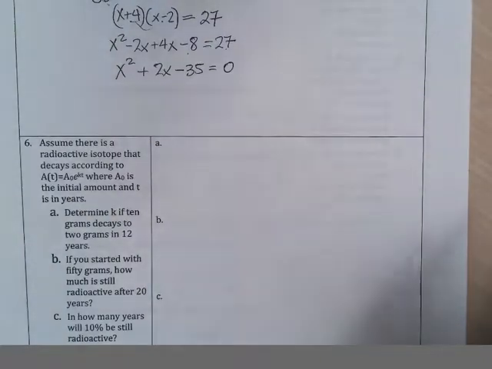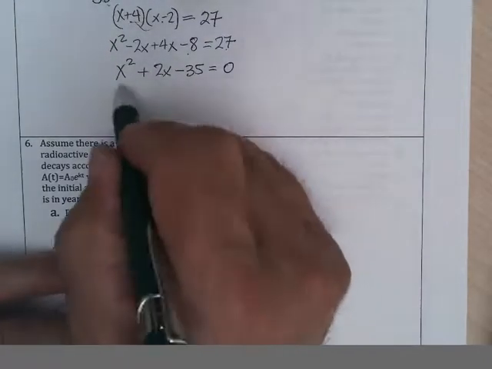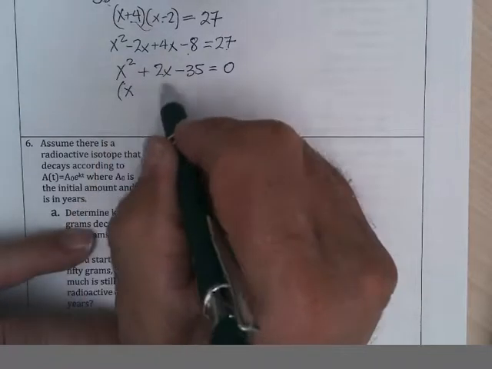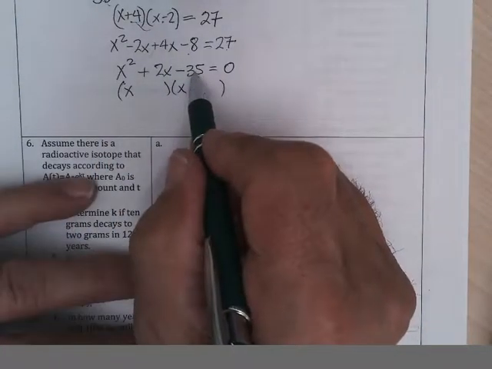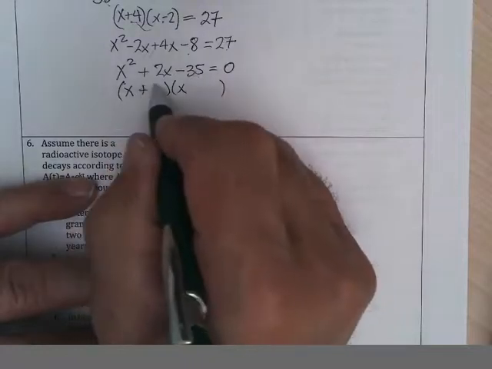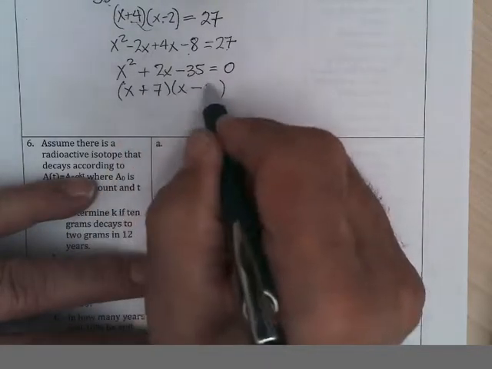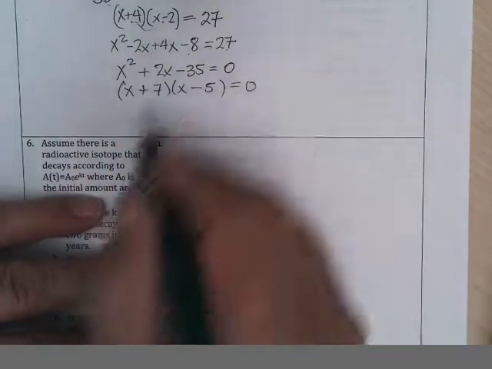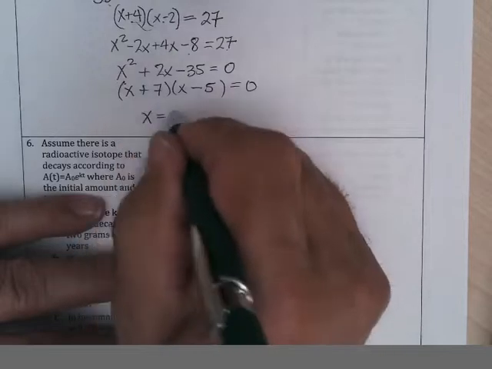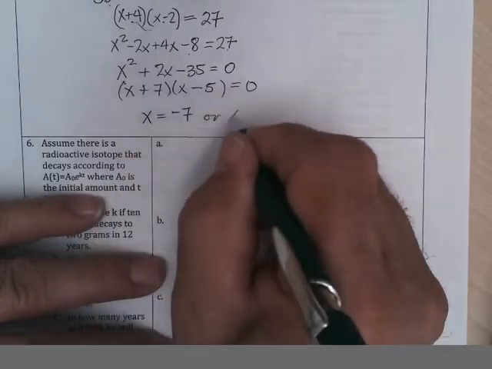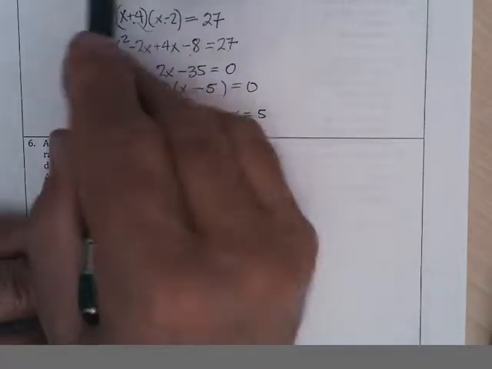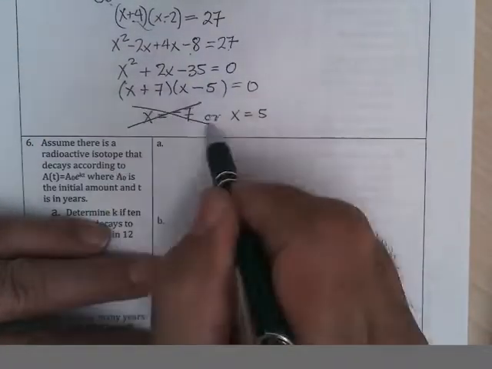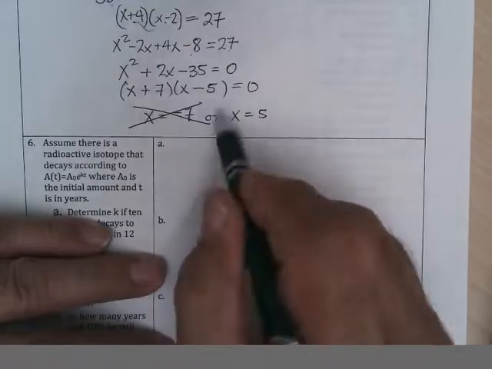And you could graph to find the answers. This one turns out to be factorable, and that's x and x. 35 is 5 and 7. So if we do plus 7 and minus 5, it says that x would have to be minus 7 or x would have to be 5. And minus 7 in here would be log of a negative, and you can't do that, so that's an extraneous solution.